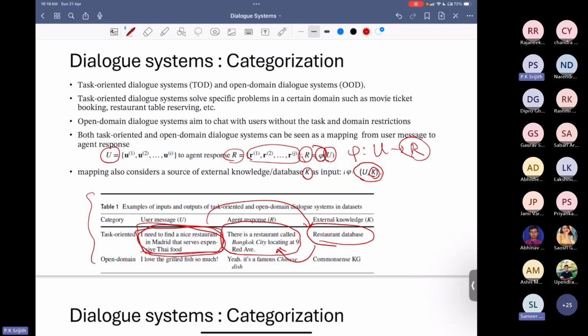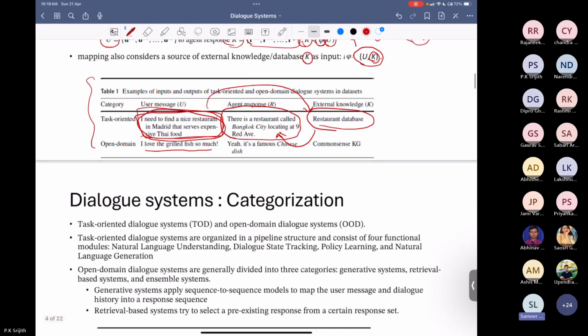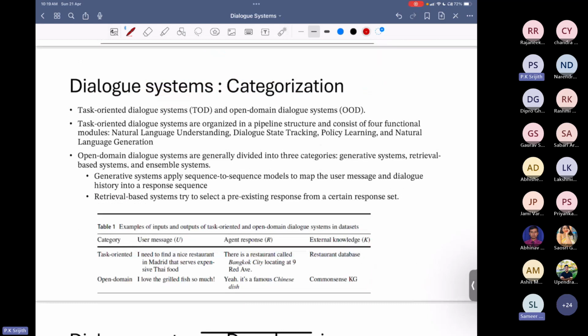And here you have some example of open domain dialog systems where somebody is just talking about some things like biological visualness. So it answers like it's a famous Chinese dish, etc., where it is not required to take any specific actions. Okay, I think fine so far, right?